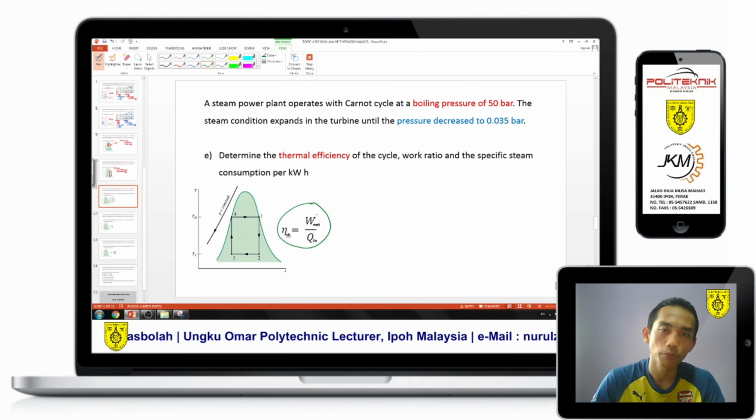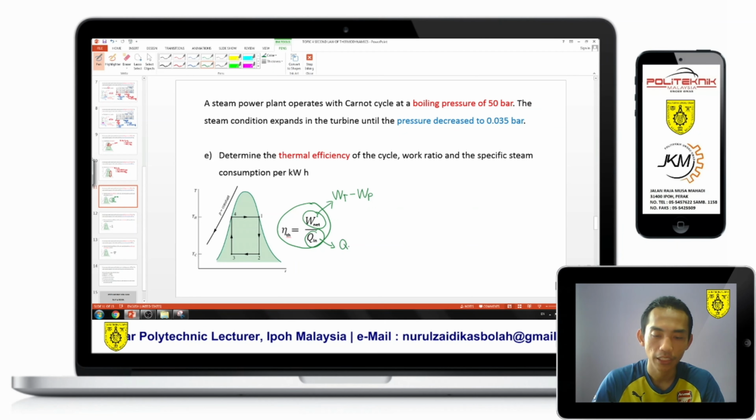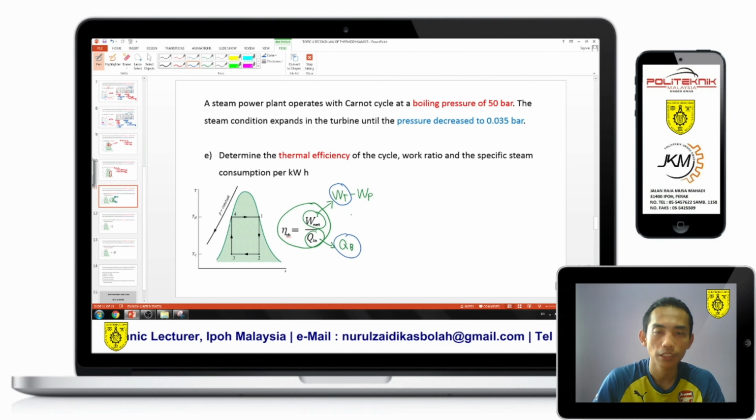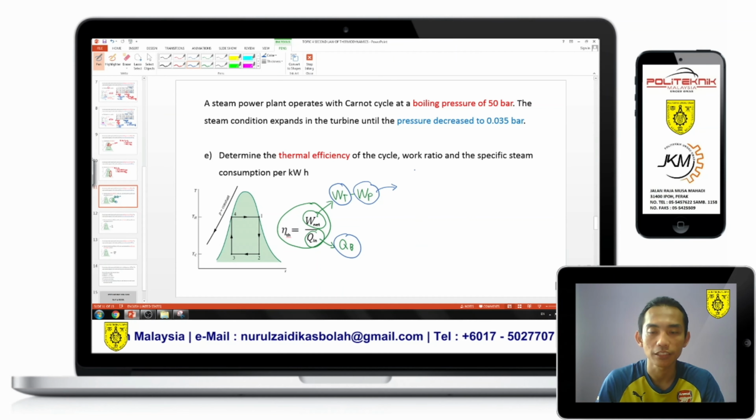Let's calculate thermal efficiency. The given formula for thermal efficiency is W net over Q in. W net is W turbine minus W pump, while Q in is Q boiler. Remember, W turbine and Q boiler we have calculated before. Now we must find W pump to get thermal efficiency.